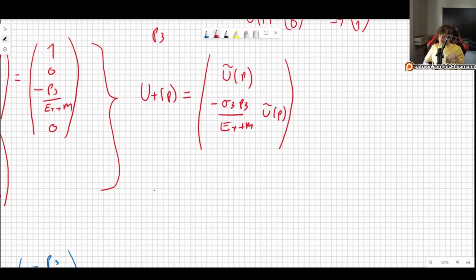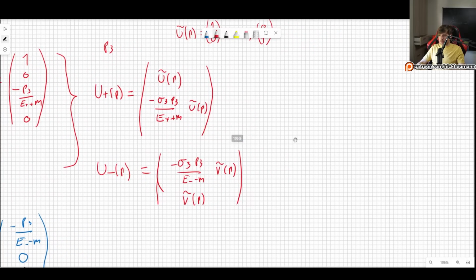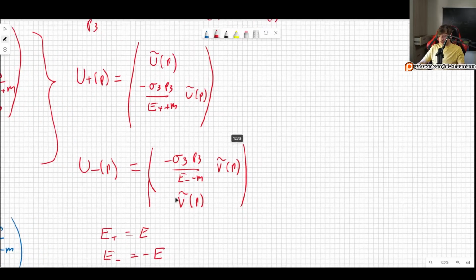And similarly, for the negative energy cases, we will have minus sigma 3 p3 over e minus m times v tilde, not hat, of p. Okay, so this also is now in a more compact notation. But we can do better because this still has e plus and e minus. In reality, we can combine those expressions because we know that e plus is equal to e and e minus is equal to minus e. So we can plug those things in.